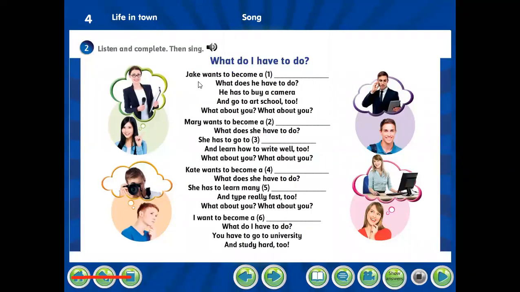Jake wants to become a reporter. What does he have to do? He has to buy a camera and go to our school too.